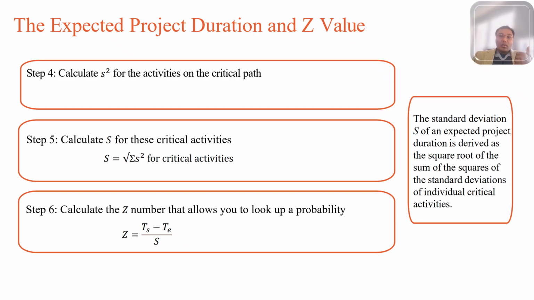And why do we need it? To calculate the chances of finishing by a target date, we use the z-score formula, which is Z = (TS minus TE) divided by S, where TS is your target schedule completion date, TE is your expected project duration, and capital S is the standard deviation of the project. Without S, you cannot convert your uncertainty into a probability.